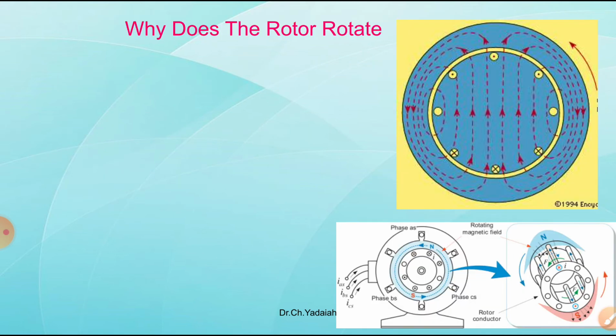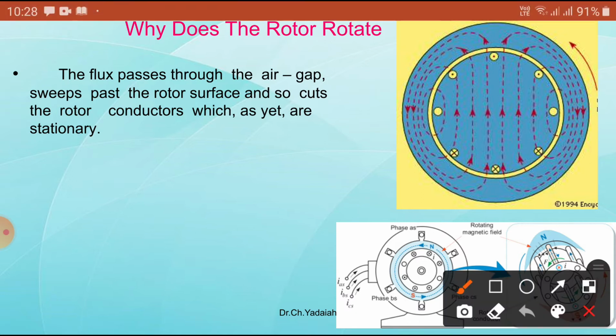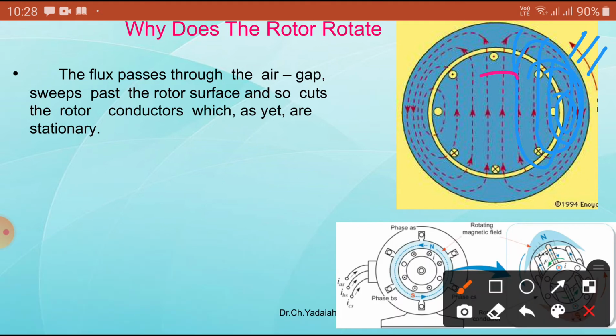Now why does the rotor rotate? Once again you can see here, the flux passes through the air gap, sweeps the rotor surfaces and so cuts the rotor conductors, which as yet are stationary. Now we have seen, so what happened here? Whenever the three-phase supply is given, it produces the rotating magnetic field, and its circuit is closed, because all magnetic lines are closed lines. You can see here all fields are closed lines. Now what you are going to place inside, here our rotor is placed with the rotor winding, rotor bars.